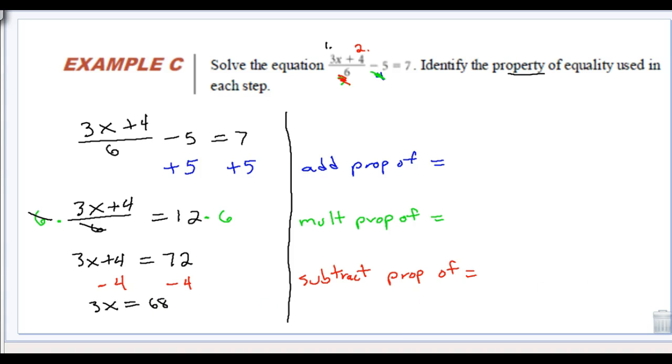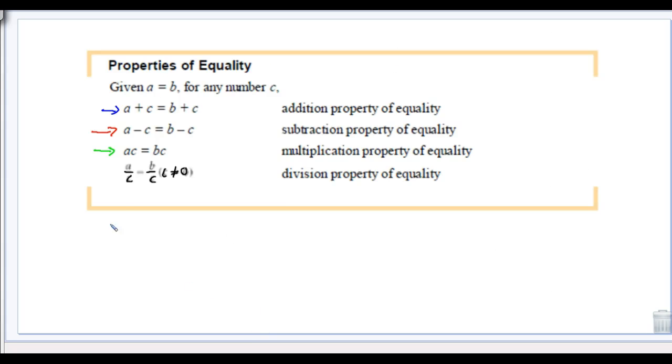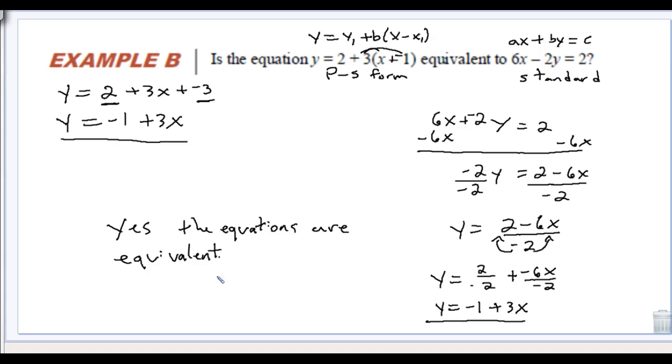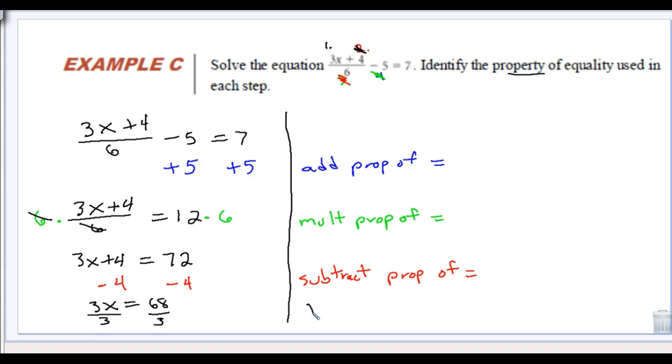Okay, good. So now we have one more thing to do, and that is to get rid of the 3. How do I get rid of multiply by 3? That's divide by 3, and if I divide one side by 3, I have to divide the other side by 3. And when I divide both sides by 3, what property am I using? Well, that is the division property of equality. And what I would like you to tell me is, what does x equal?